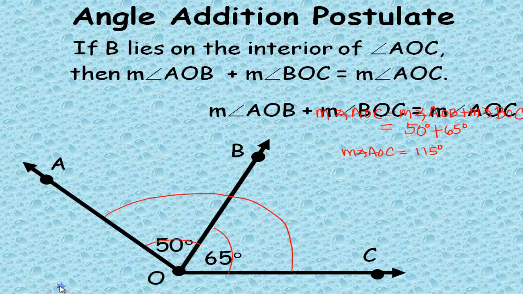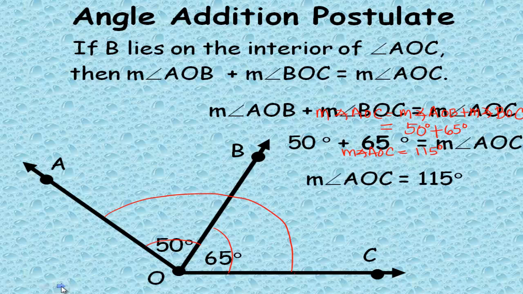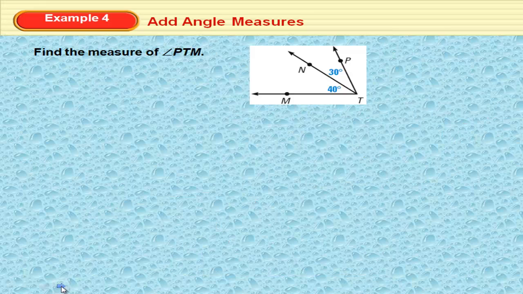by using the angle addition postulate. Okay, and here it is worked out. I've written it here. There you have it. The measure of angle AOC is 115.